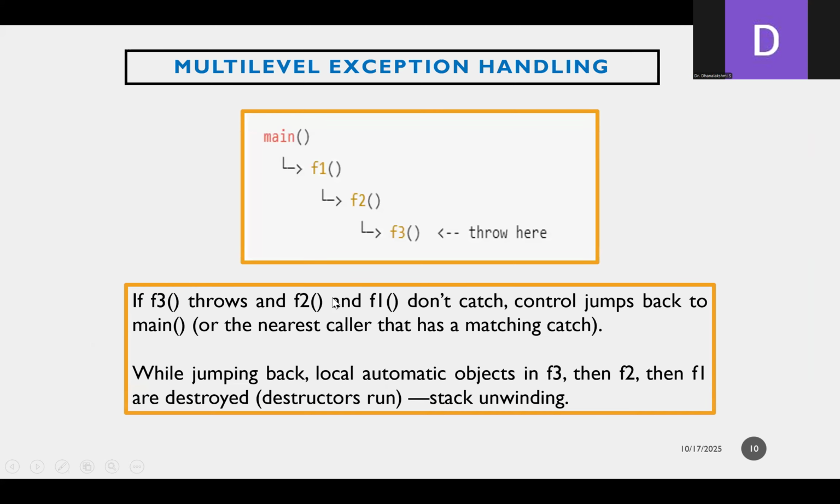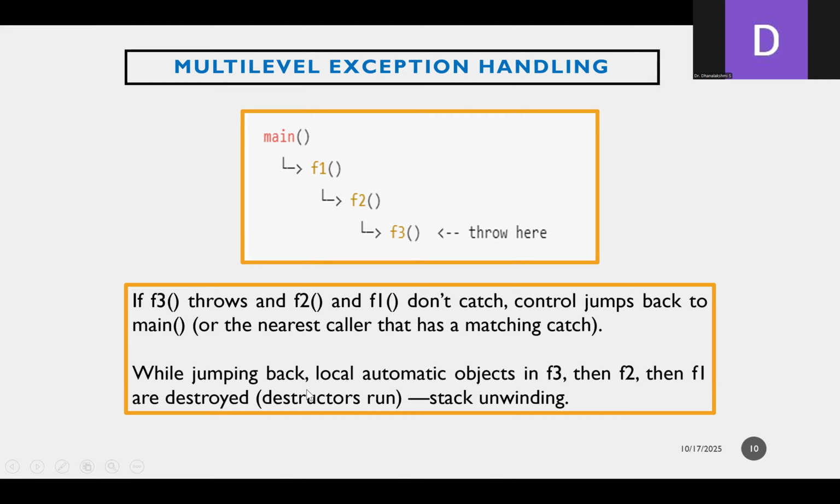So coming to multi-level exception handling, with the flow diagram I have given here, let's say your main function calls F1, F2, and F3, and in F3 we have given a throw. If F3 throws and F2 and F1 do not catch, the control jumps back to main, or the nearest caller that has a matching catch.